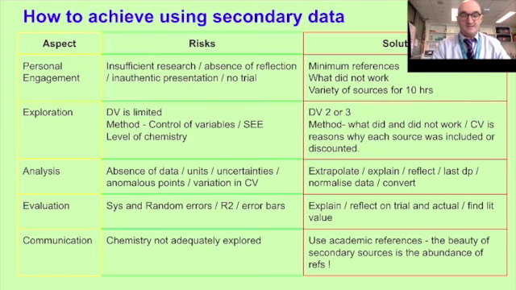Evaluation, we still need our systematic and our random errors and our R-squared values and our error bars. Our error bars would come from last decimal place, half range method. You may even, if you've got more than 30 pieces of data, which is perfectly possible with secondary, standard deviation then becomes legitimate as a tool to assess the errors. R-squared is always brilliant, but not just put in. You need to discuss it.